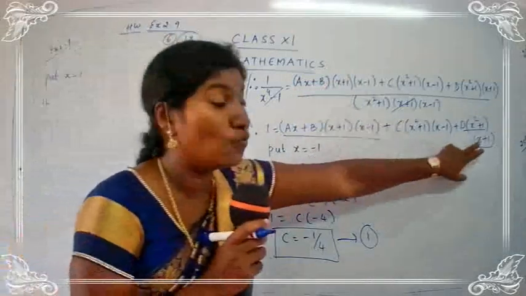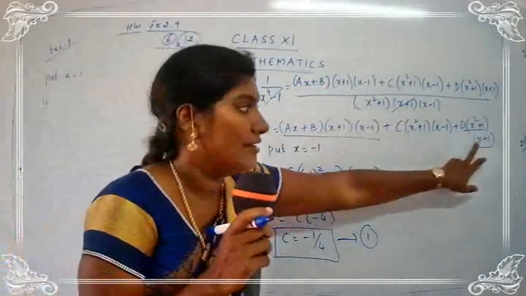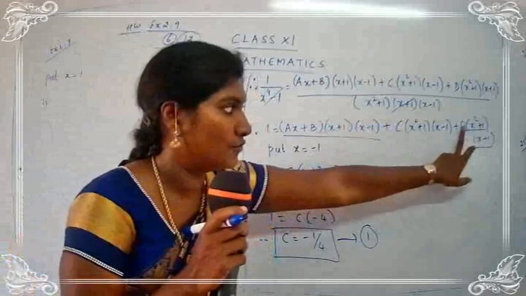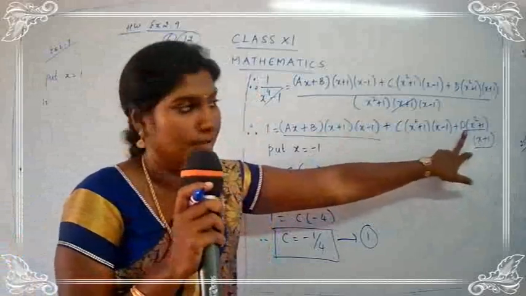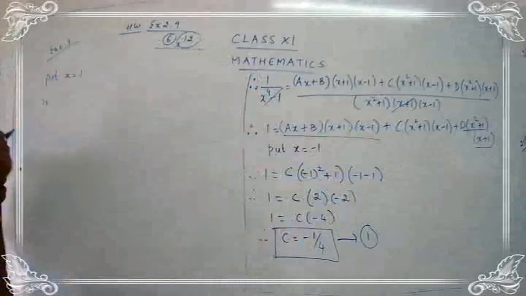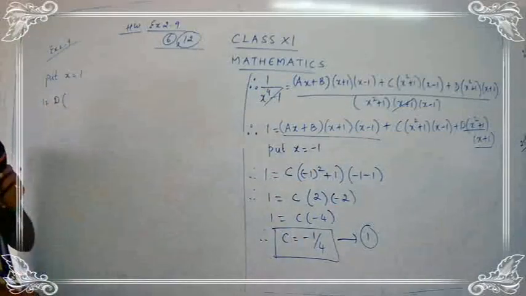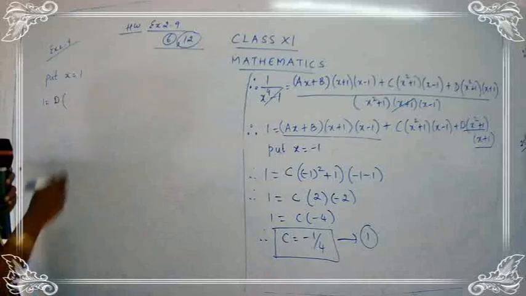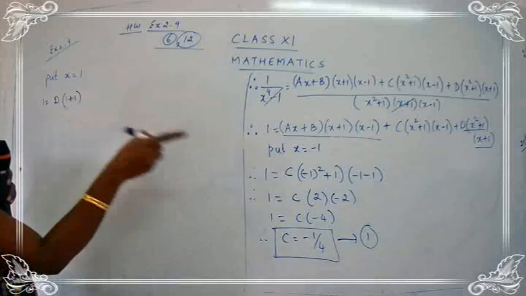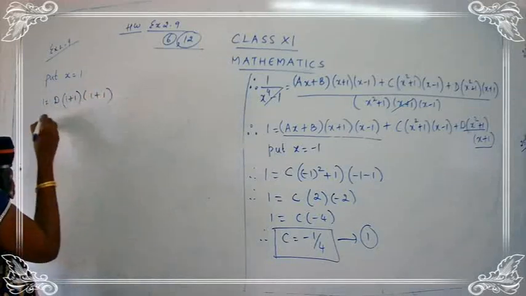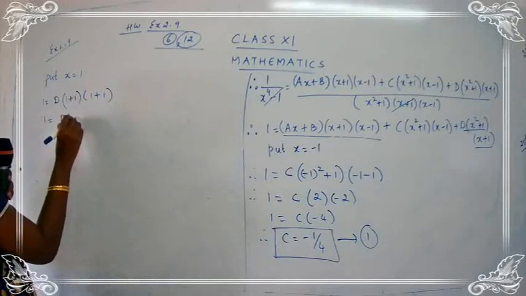But now here this is 1 plus 1, okay children? So this term is left out. Which term is left out here? The d term is left out. So write down here d into 1 square. What is 1 square? 1. 1 plus 1, 1 plus 1. So 1 is equal to d into 2, 2.